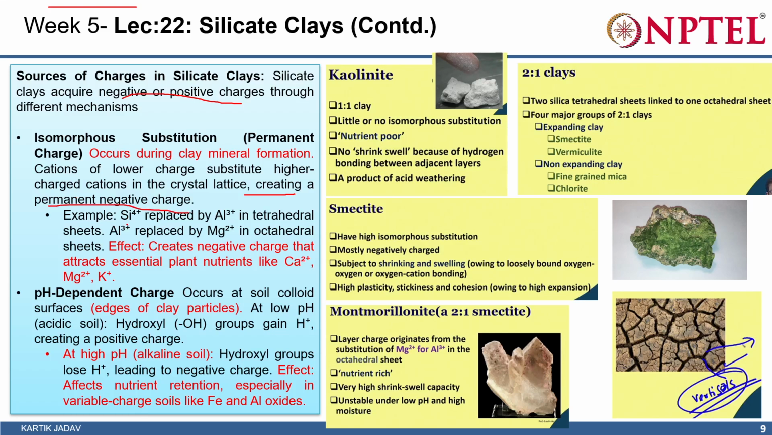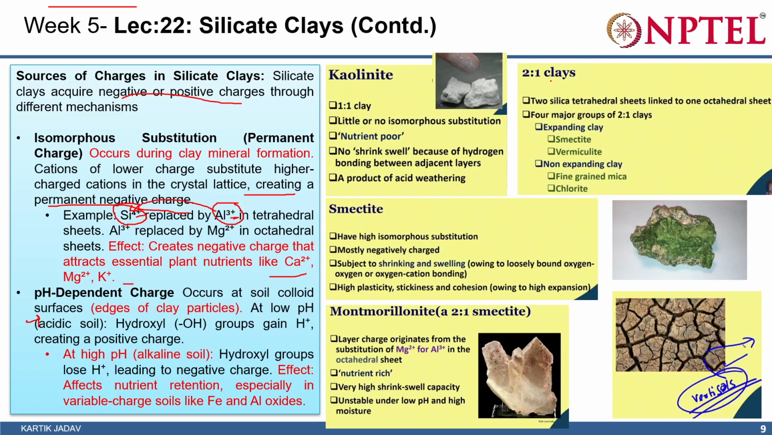What does it mean? Whenever we have silicon plus 4 in our clay structure and it is replaced by aluminium plus 3, you can see the charges plus 4 and plus 3. So whenever cations of lower charge substitute the higher charge cations in the crystal lattice of a tetrahedral sheet, that is known as isomorphous substitution. It creates an overall negative charge and attracts essential plant nutrients like calcium, magnesium, and potassium. While pH dependent charge depends on pH and is not permanent, it is temporary. I will cover this in the next slides in detail.